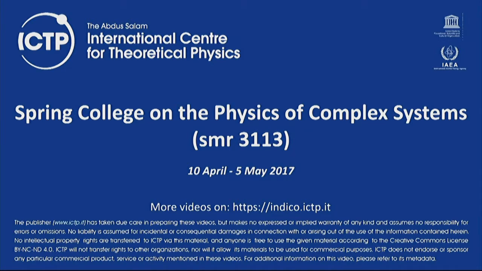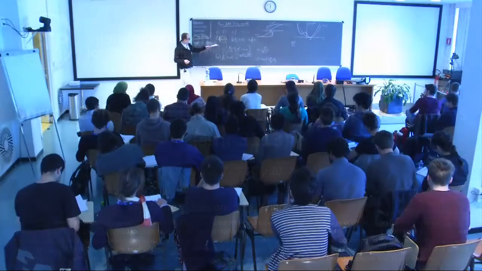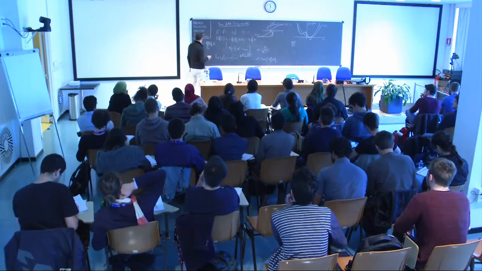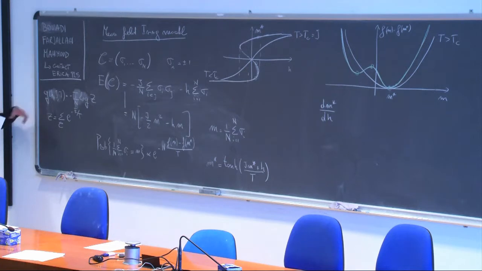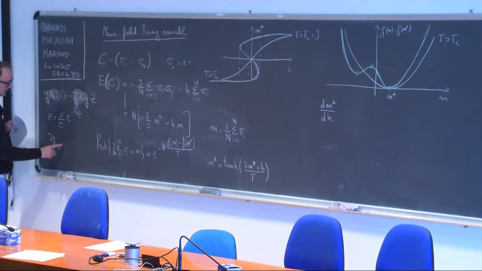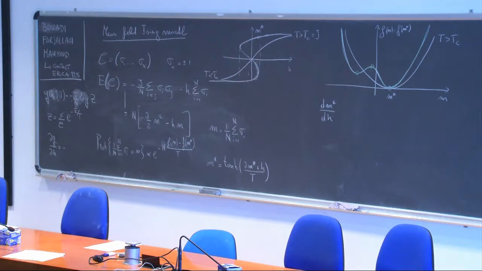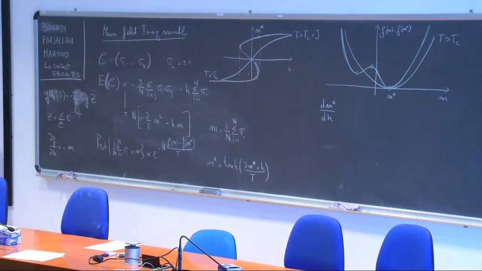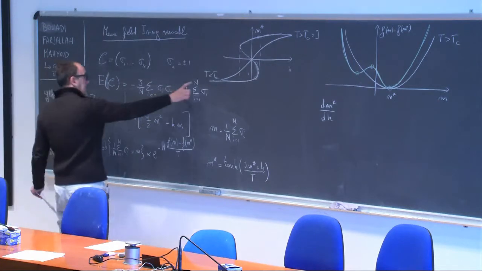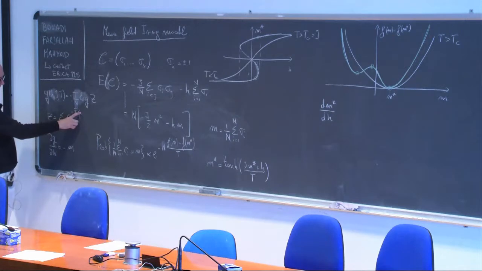Okay, so now when I take, you see, since this energy contains this factor here, and if I also divide by n here, when I take the derivative of this g with respect to h, I get essentially minus m, okay? Because this guy sits on top of here, and actually it's plus m, okay?